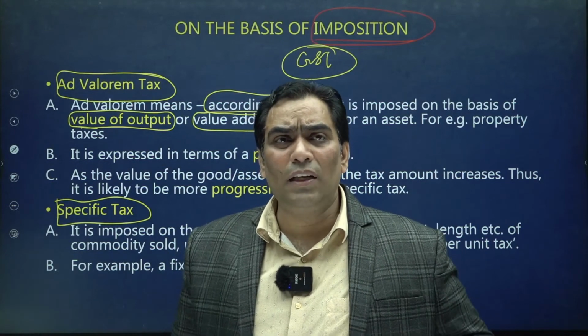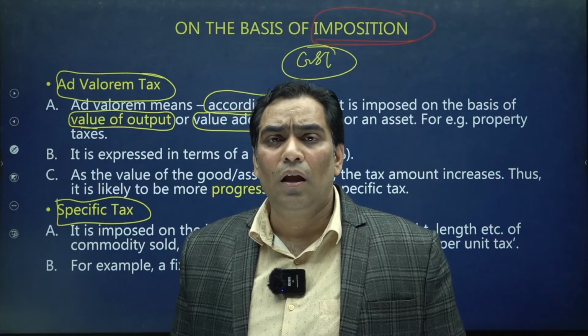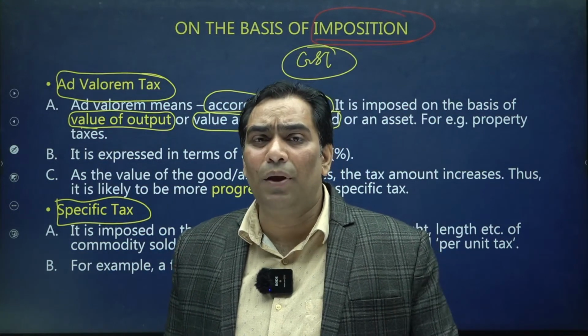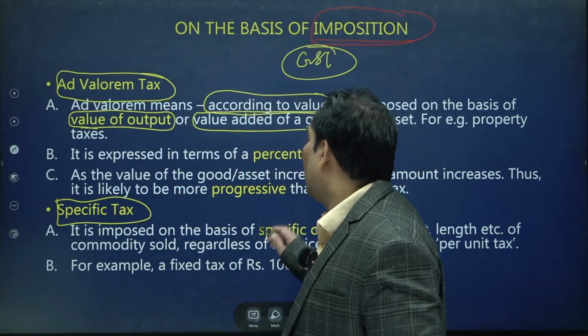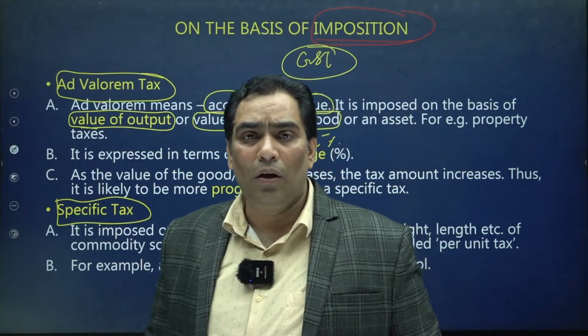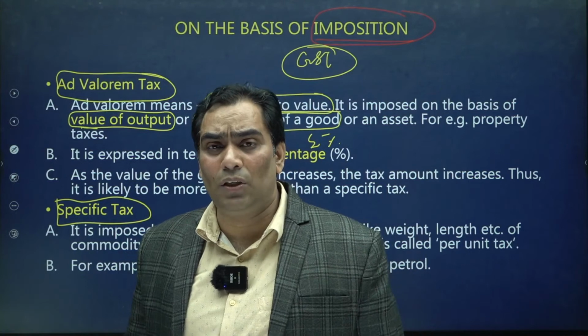Okay, so what is the meaning of ad valorem? Ad valorem taxes means according to value. So when they are being imposed, they are being imposed on the value of output. It may be 5%, 10%, 20%, whatever it may be, or on the value addition in the production process.